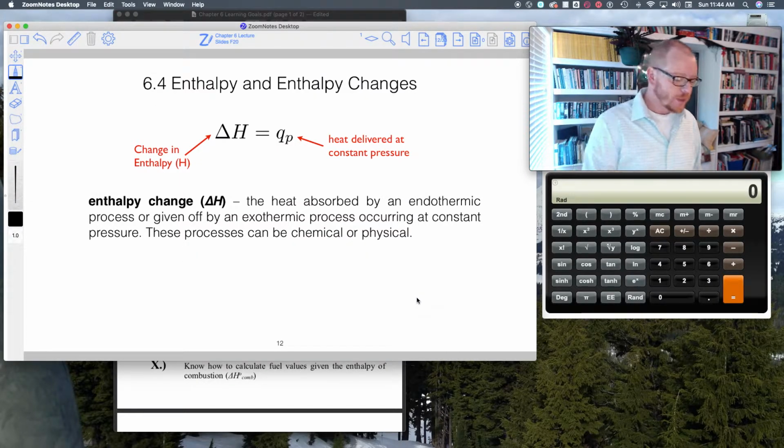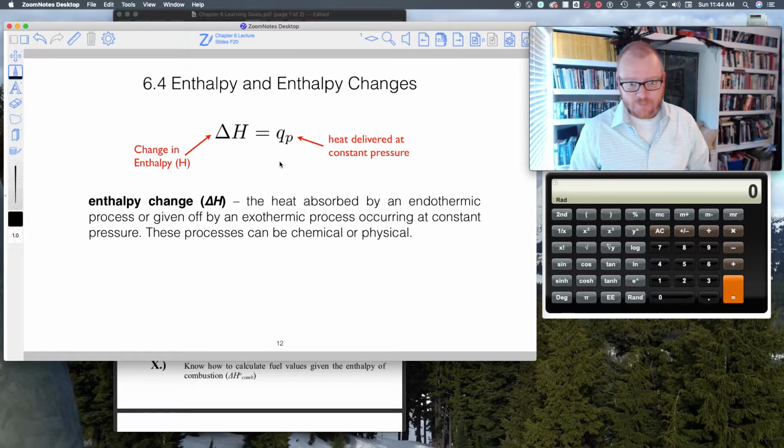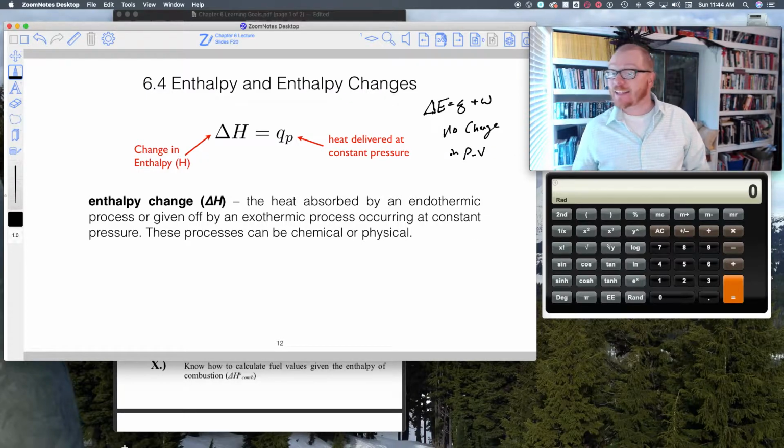Okay, so let's see. So what is enthalpy? Okay, so I'll remind you that in the first law of thermodynamics, delta E is Q plus W. Well, what happens when there's no change in pressure or no change in volume? So we'll say no change in PV. Then is there any work done? Nope. So work goes to 0.